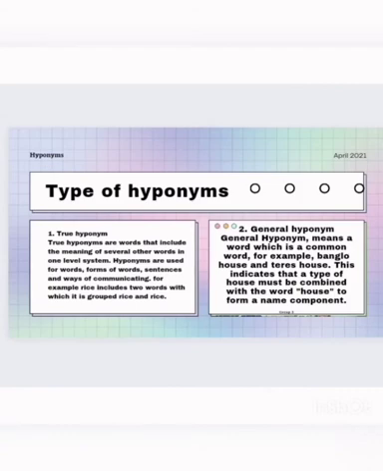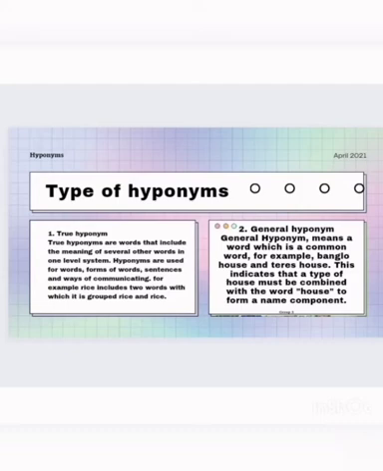Types of hyponyms. 1. True hyponyms. True hyponyms are words that include the meaning of several other words in one label system. Hyponyms are used for words, forms of words, sentences, and ways of communicating. For example, rice includes several words, such as rice, and rice.